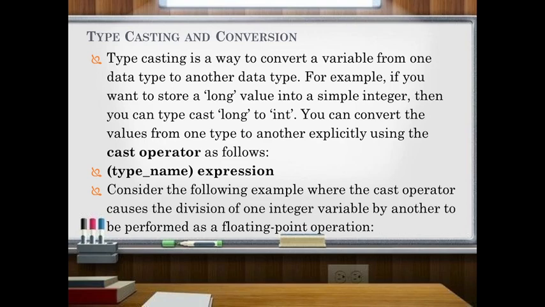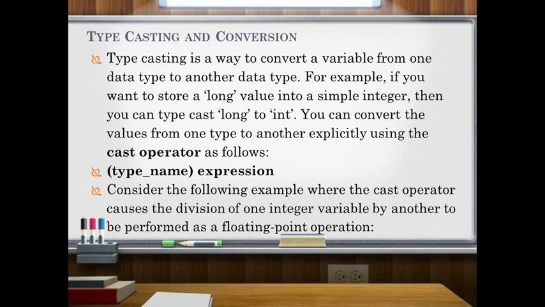Type casting is a way to convert a variable from one data type to another data type. For example, if you want to store a long value into a simple integer, then you can typecast the long into int. So you can convert the values from one type to another explicitly using the cast operation as follows.